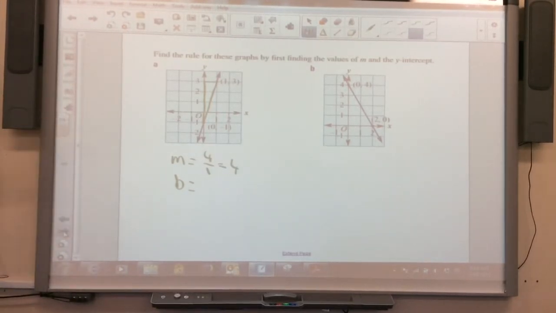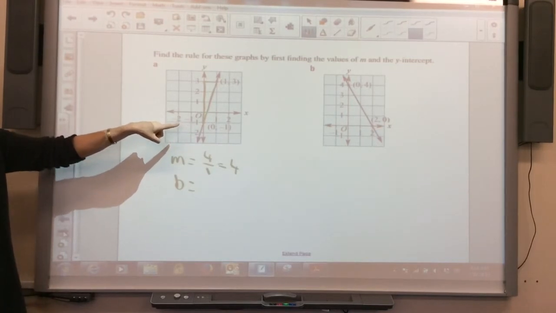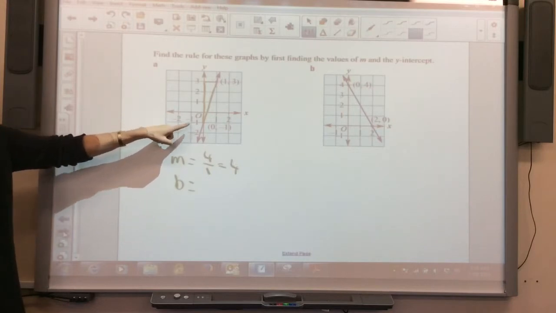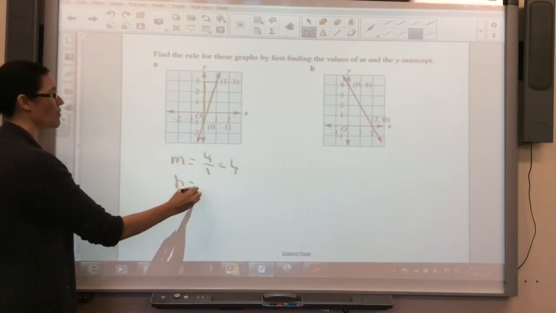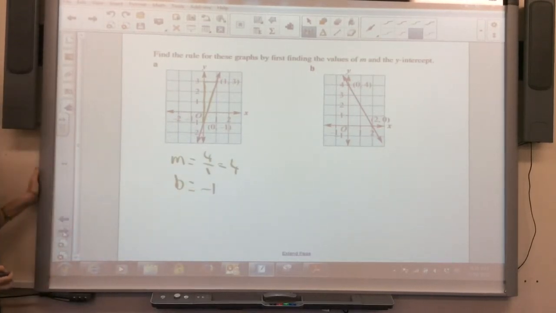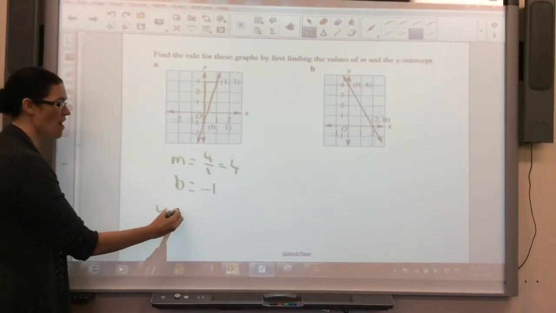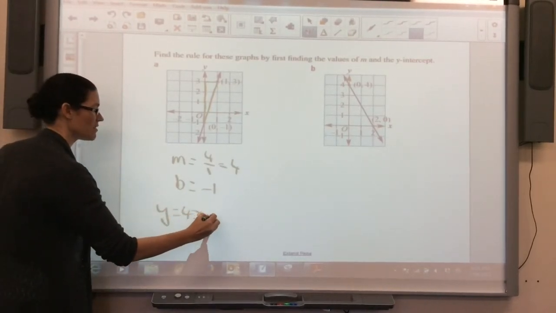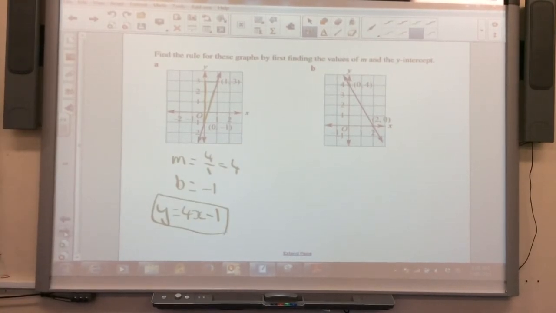What's my y-intercept? Negative 1. See how I hit at negative 1? Don't forget the negatives. So this is negative 1 because my graph hits the y-axis at negative 1. So what should my equation be? My equation should be y equals, I always start with y equals 4x minus 1. Well done. And I got the equation without drawing a table of values. How cool is that?